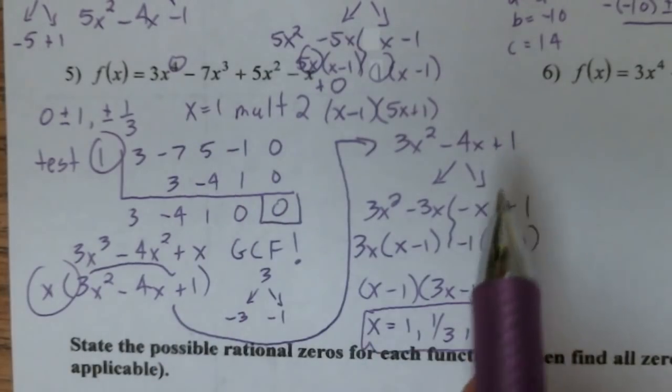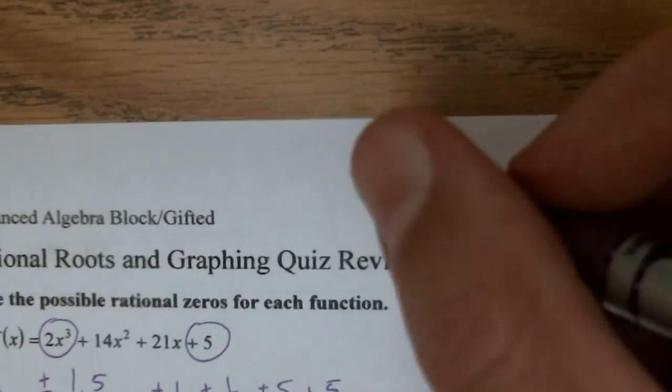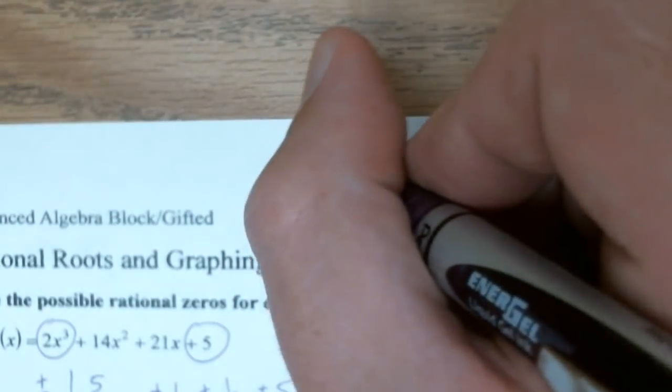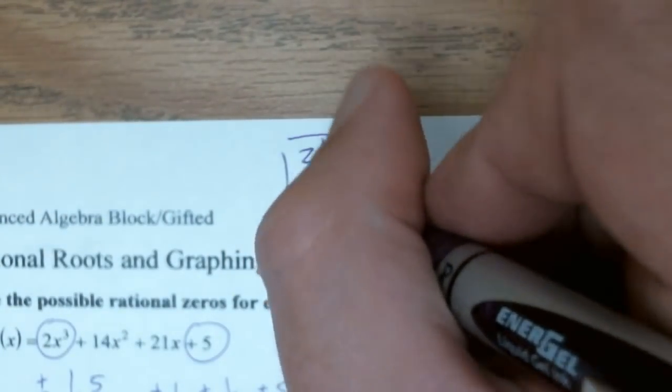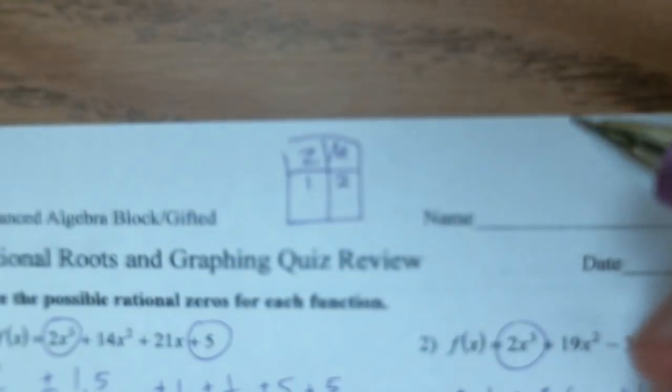Now on the quiz, we'll have our normal chart, the zeros and the multiplicity, and you would just say 1, you would say multiplicity of 2, and then we would have our 0 and 1/3.